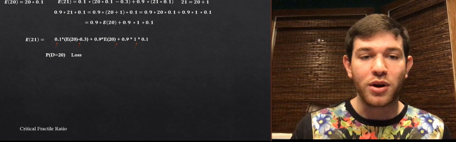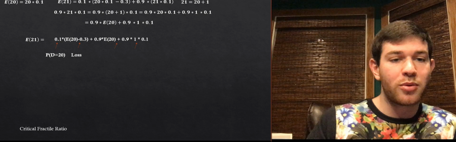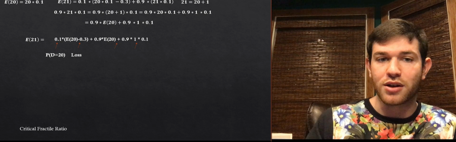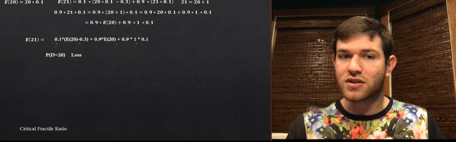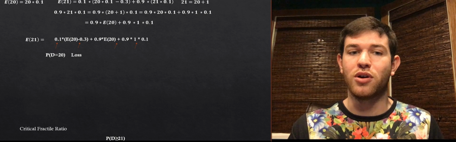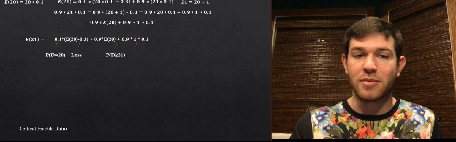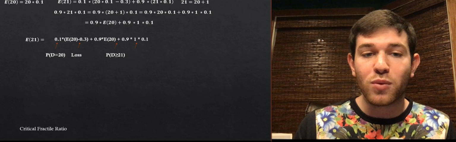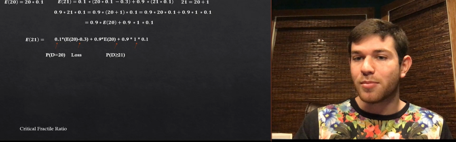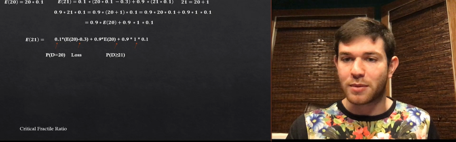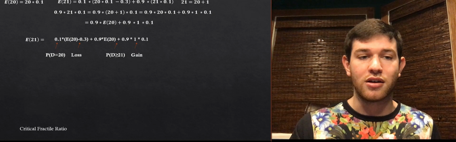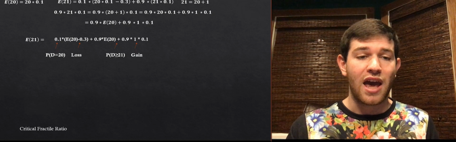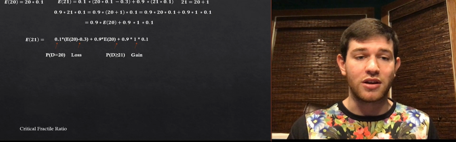And then the 0.9 on the other side is, well, we have the probability of 0.1 being demand equals 20. So the alternative demand, anything else, is 1 minus that. So 1 minus 0.1 is 0.9. That's the probability that demand is greater than or equal to 21. That's the only other option. And the 0.1 at the end, well, that's our gain because we're making 10 cents for every newspaper we sell. So that's our gain.